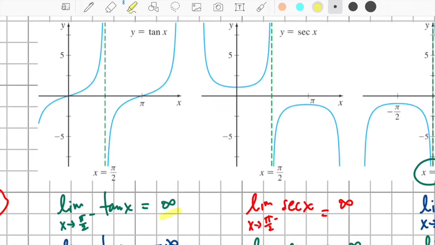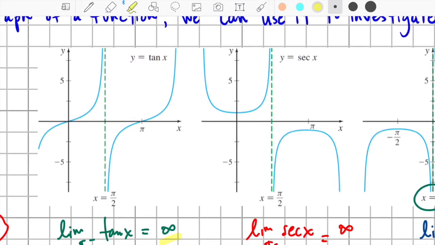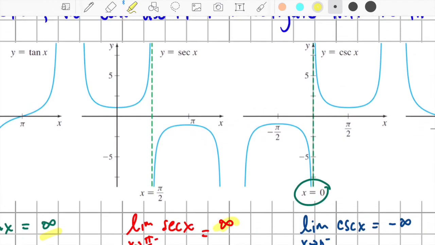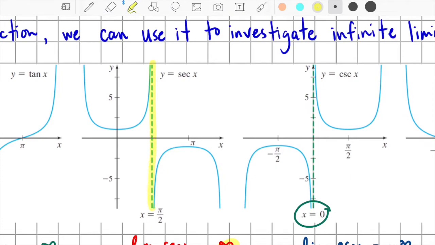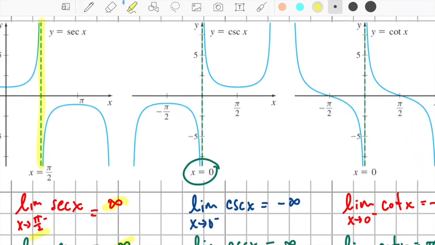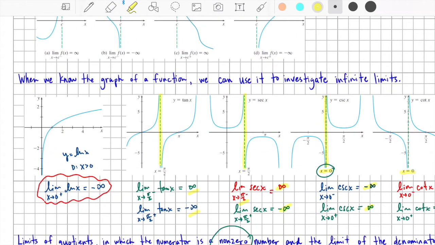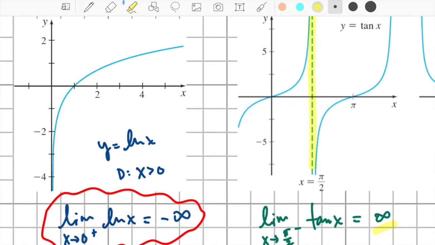When we did the limits, we got infinity and negative infinity, vertical asymptote, x equals pi over 2. Again, limit, we got infinity, negative infinity, vertical asymptote. Again, negative infinity, positive infinity, vertical asymptote at x equals 0. So these right here will be the vertical asymptotes. This one, natural log, as we approach 0 from the right, we got negative infinity. That means the y-axis is a vertical asymptote.